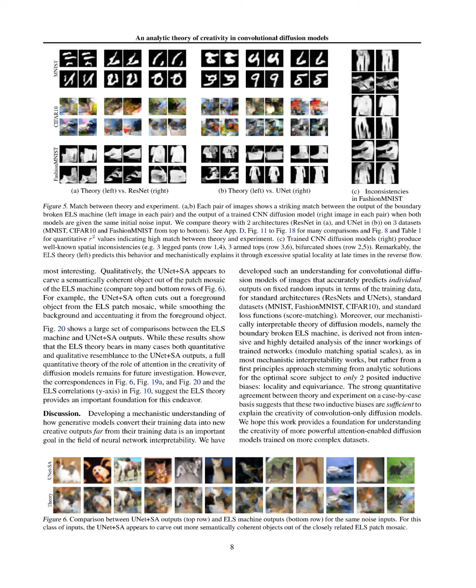Section Summary. In this section, we demonstrate that our scale-calibrated boundary-broken ELS machine closely matches the outputs of ResNet and U-Net models across various datasets, achieving high median R-squared values, which indicates a strong alignment between theory and trained model outputs. We also explore the impact of boundary conditions on diffusion models, identify spatial inconsistencies in generated images, and find that our local theory can predict outputs from non-local U-Net plus SA models, suggesting a foundational link between our theory and the behavior of attention mechanisms in diffusion models.